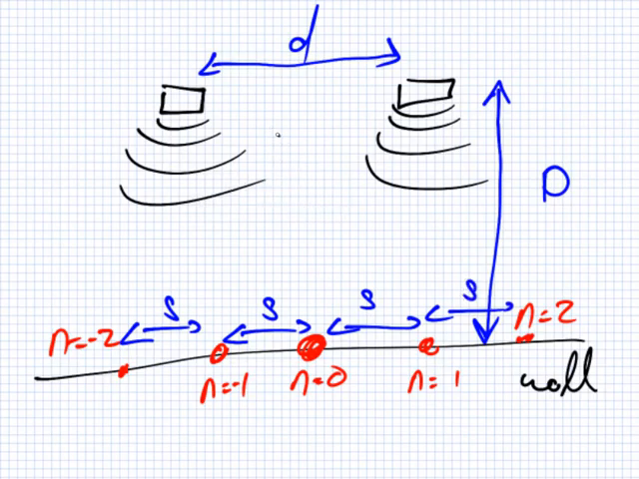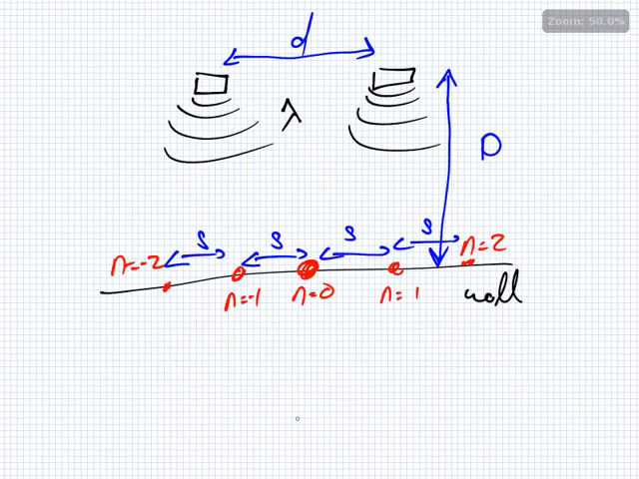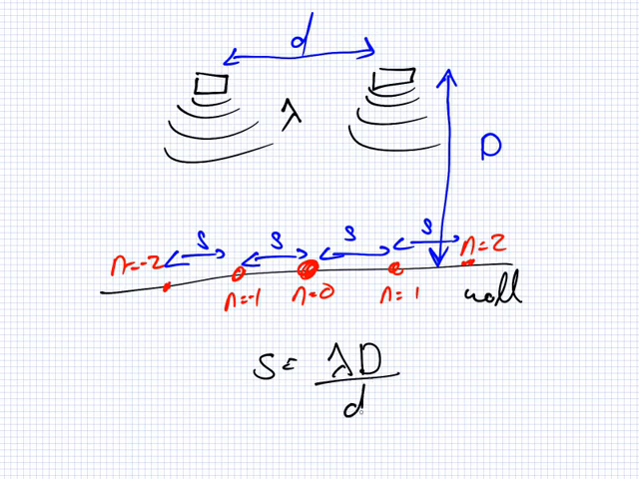And then this here has a wavelength, lambda. So do you remember the formula was, oh my goodness, I can't remember, it's been so long. Lambda equals S... No, the other one. That's it. S equals lambda D over small d. Okay.